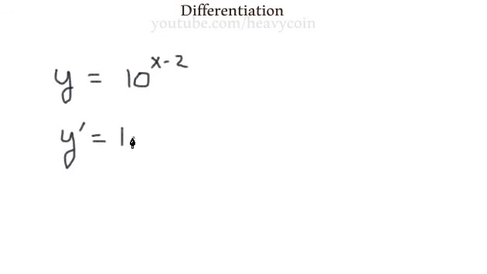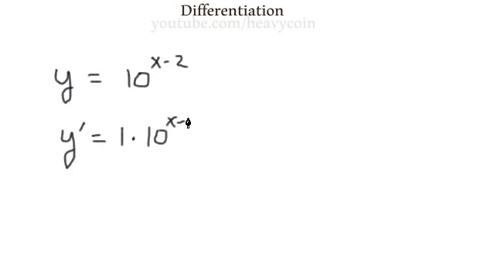Easy enough. Let's say that we have y is equal to 10 raised to the x minus 2. So we just do the same thing. We're going to find y prime. So we take the derivative of x minus 2, and the derivative of x minus 2 is 1.